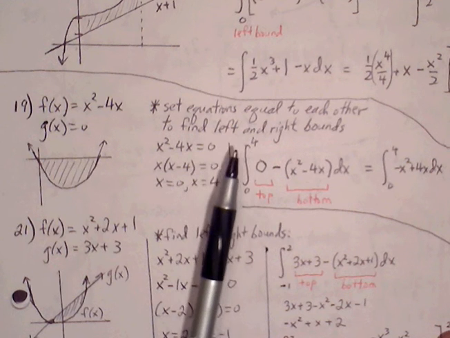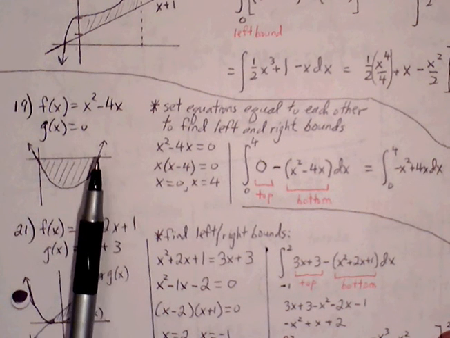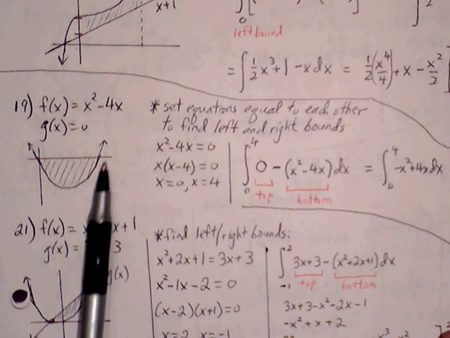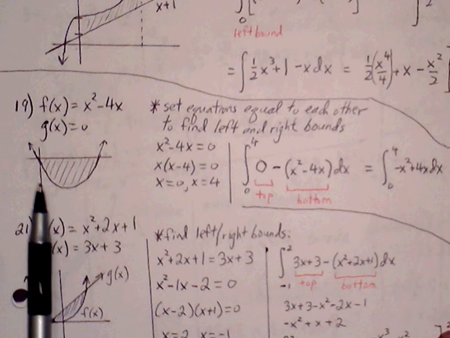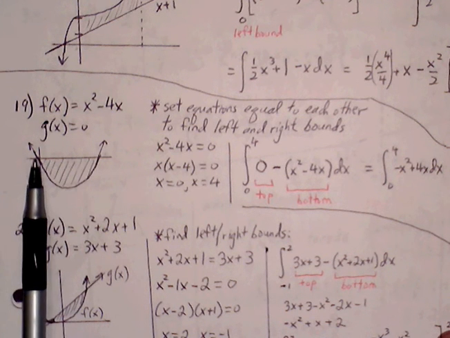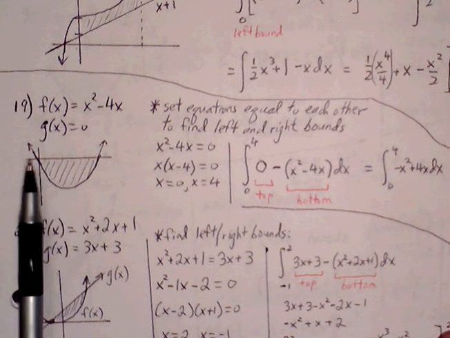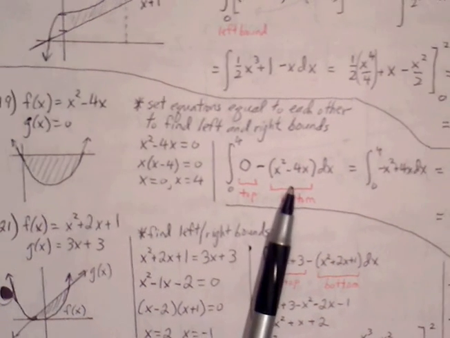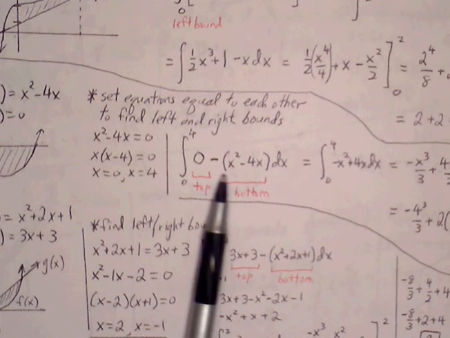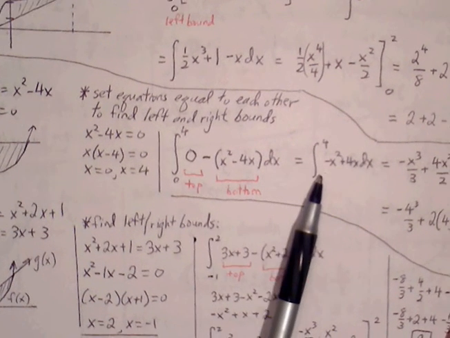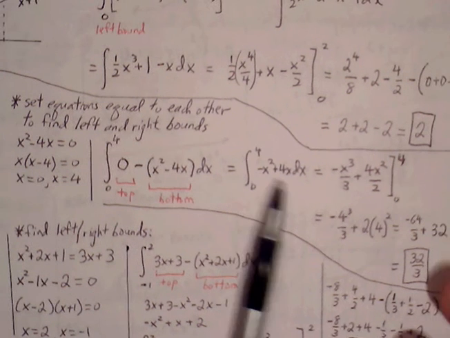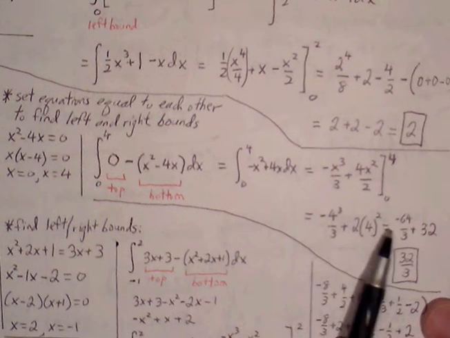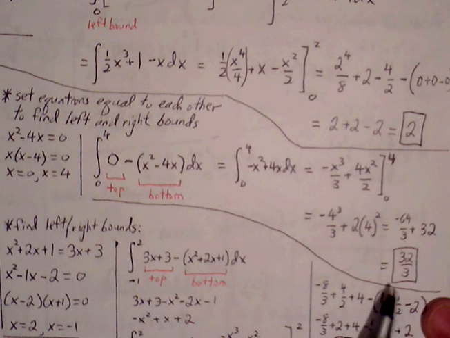Now the top function in this case is y equals 0. And the bottom function is x squared minus 4x. As you see, this curve is consistently below the x-axis for the entire interval from 0 to 4. So top function is 0, bottom function is x squared minus 4x, and so that's simply going to be negative. Distribute the negative through, negative x squared plus 4x. We go through power rule, evaluate between our upper and lower bounds, combine terms, and we get our area, which is 32 over 3.